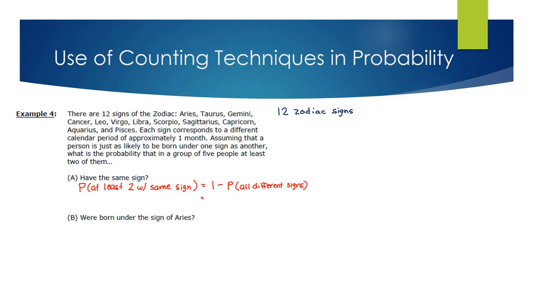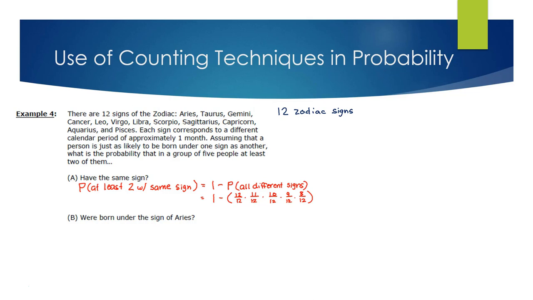Because for me to get the probability that all have different signs, I'm going to basically be taking 12 out of 12 times 11 out of 12 times 10 out of 12 times 9 out of 12 times 8 out of 12. I mean, the first one being 12 out of 12, I don't know which sign it's under. The probability of me having a person that has one of these signs is 12 out of 12. I mean, they have to.